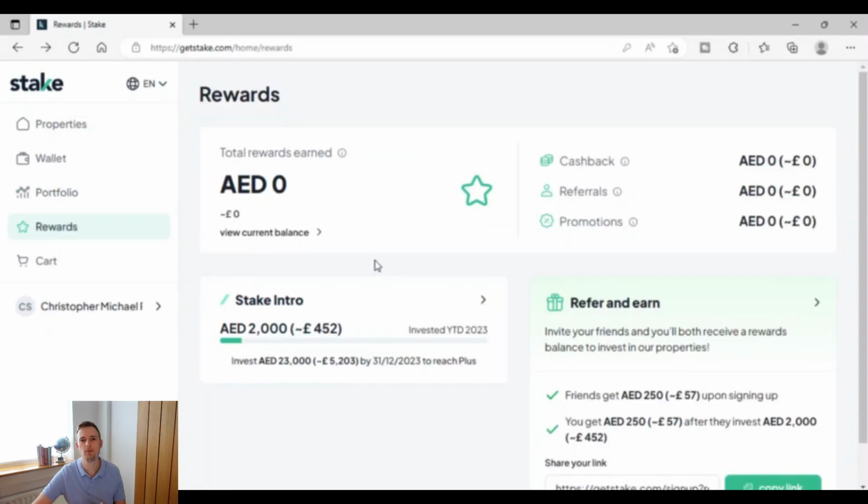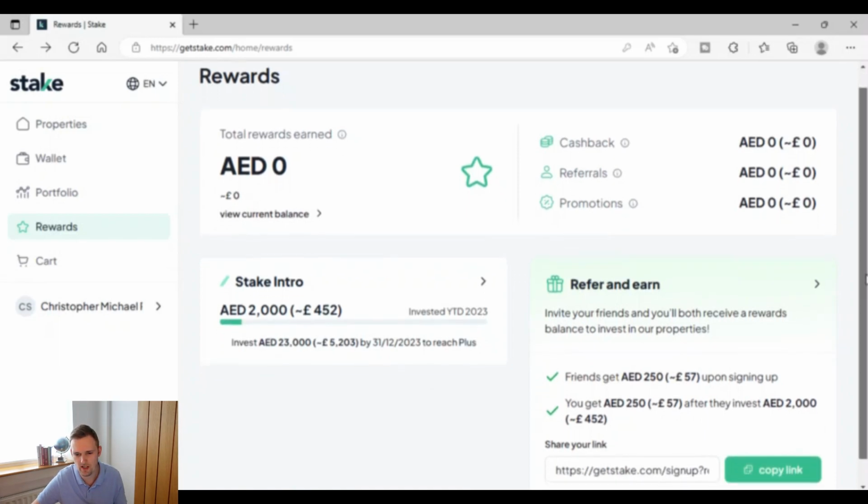Now, before I show you the property that I've invested in myself, let's go ahead and check out this rewards tab. So there's 3 different ways you can earn rewards here.